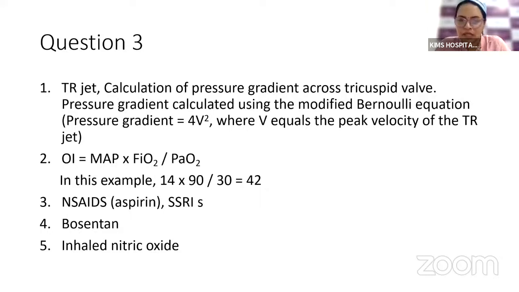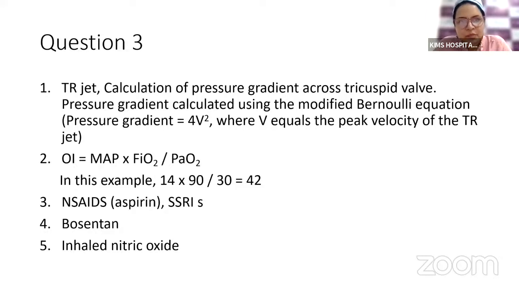So FiO2 is taken as 90, which otherwise you can take as 0.9 into 100. So 14 into 90 in the numerator, divided by the PaO2 from the postductal ABG, which is 30. So remember a few things. In MAP, we always take the two parameters that we are giving on the ventilator to improve oxygenation in the numerator, and what we assess from the baby to study oxygenation in the denominator, which is postductal PaO2.